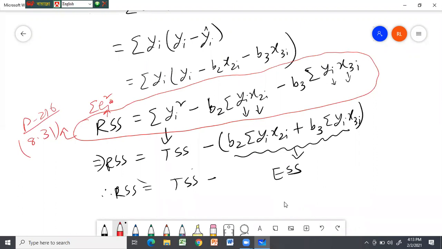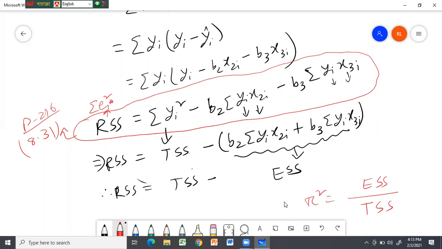So anyway, this is your formula for calculating the sum of ei square. The next portion: RSS, or sum of ei square, is equal to total sum of square, because the total sum of square is only the sum of yi square, small yi square, minus, if you take the minus as a common portion, then this portion, b2 into sum of yi x2i plus b3 into sum of yi x3i, has become your ESS or explained sum of squares. We know from our earlier calculation that r square is equal to ESS divided by TSS.